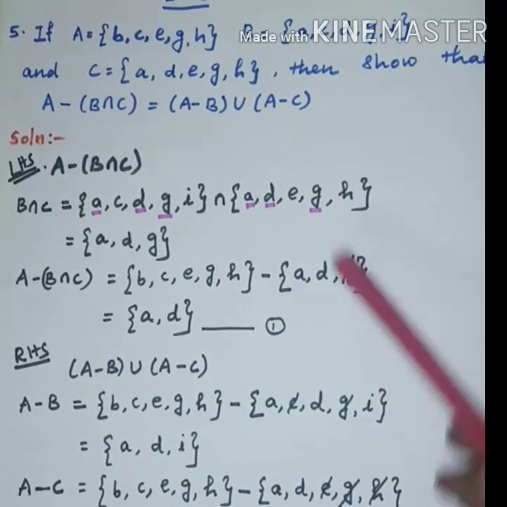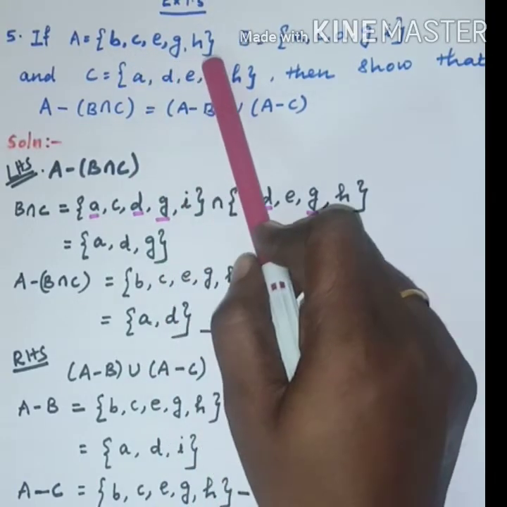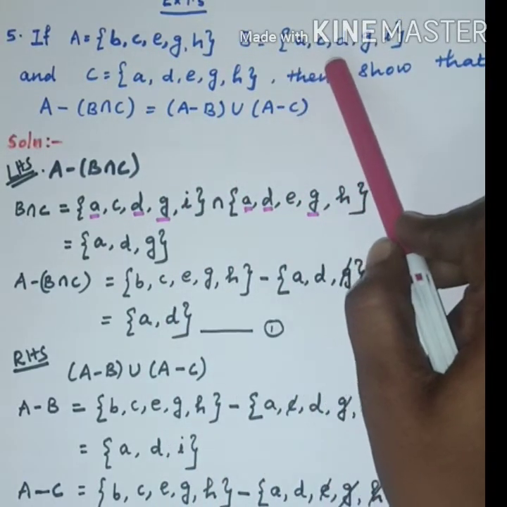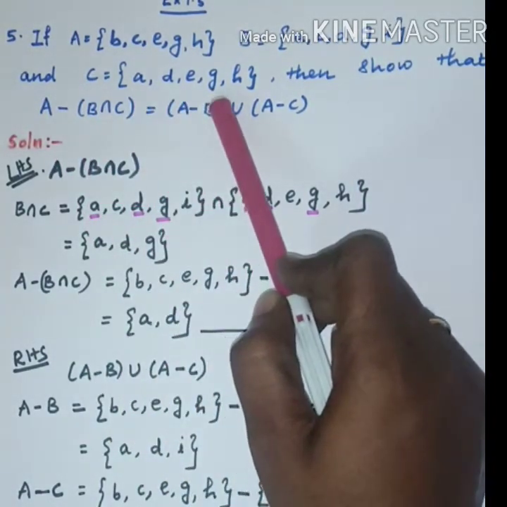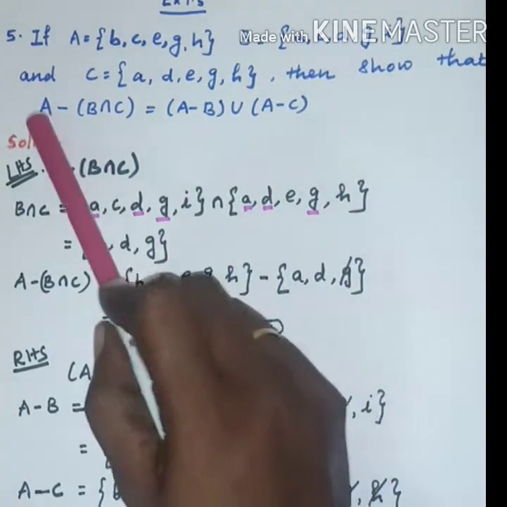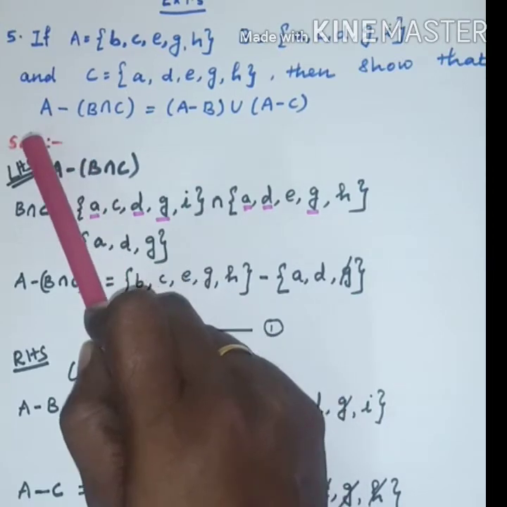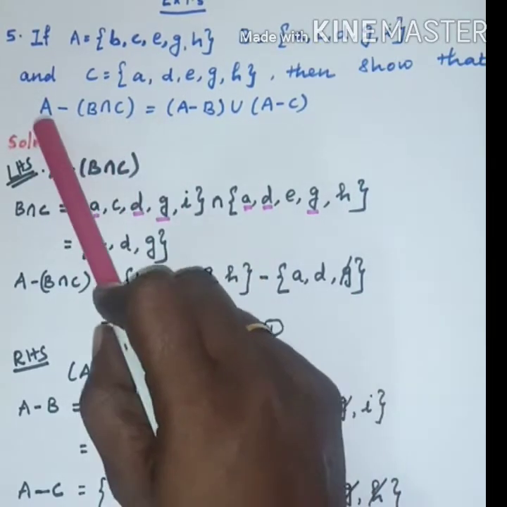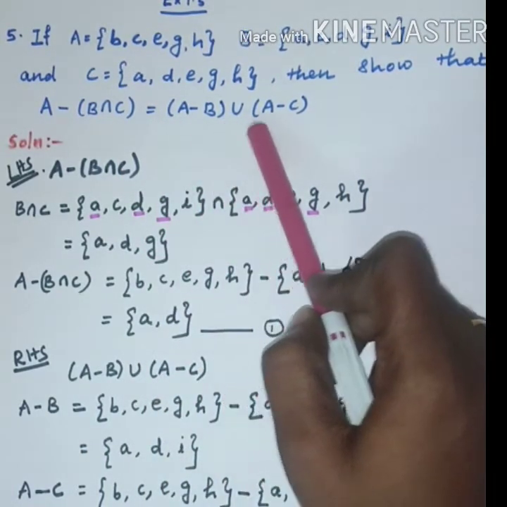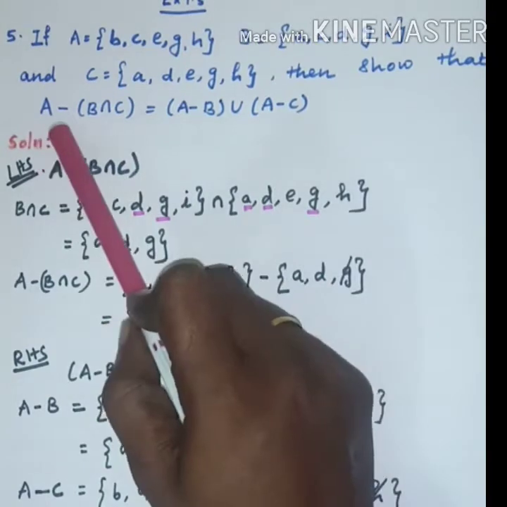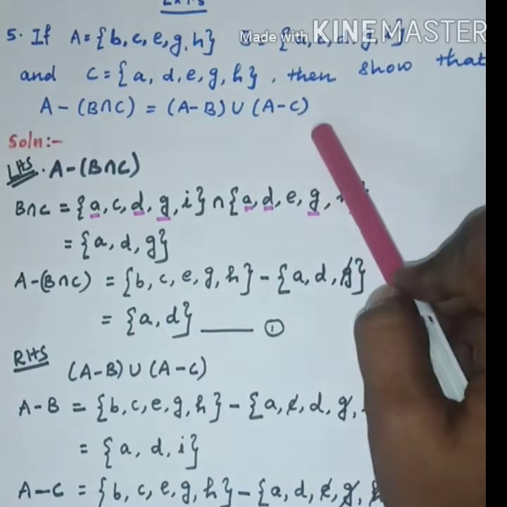Next, we will revise the sum. If A is equal to {B, C, E, G, H} and B is equal to {A, C, D, G, I} and C is equal to {A, D, E, G, H}, then show that A minus (B intersection C), also called A difference (B intersection C), is equal to (A minus B) union (A minus C), or A difference (B intersection C) is equal to (A difference B) union (A difference C).